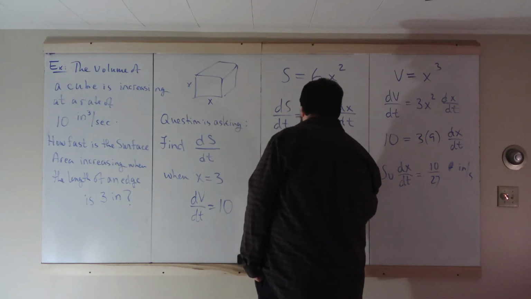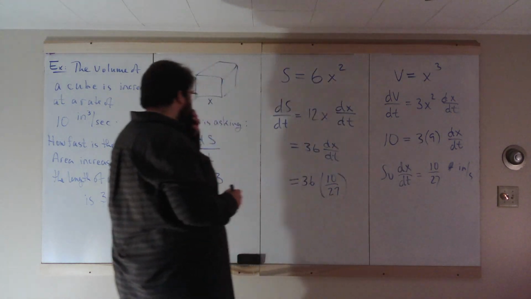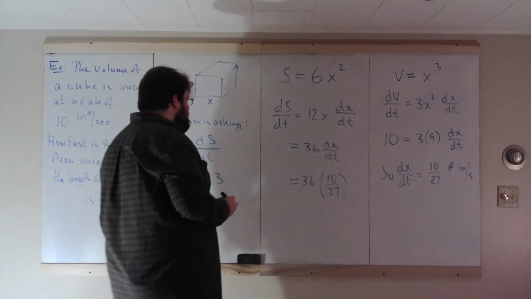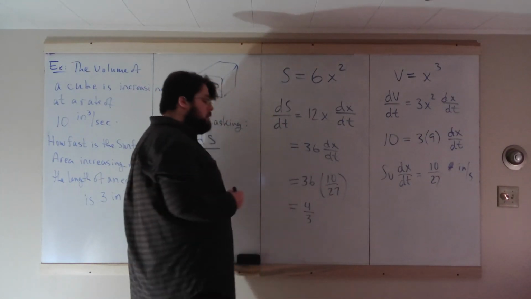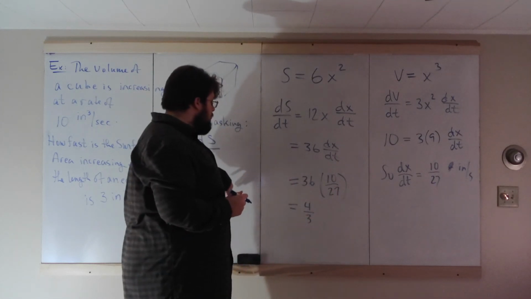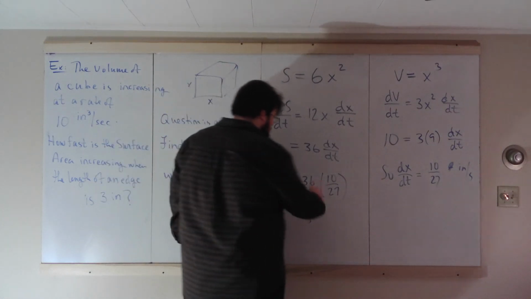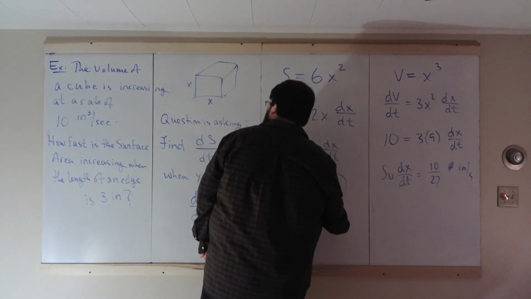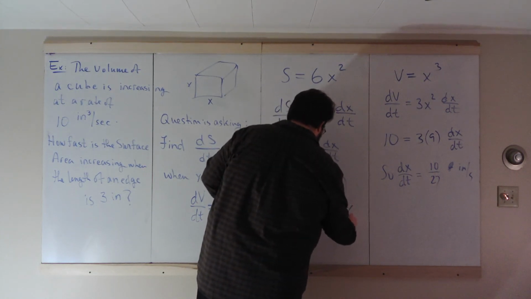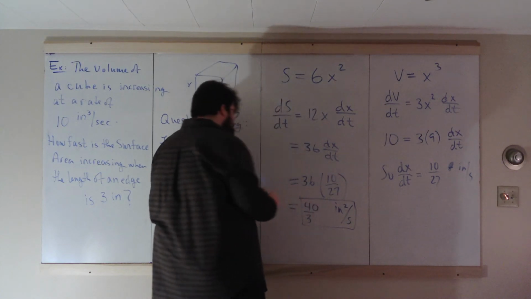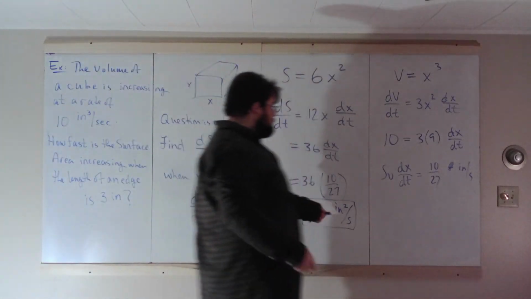Well, isn't that great? So we have 36 times 10/27. How do we do that? Well, you could do 360 divided by 27. That'd be a kind of annoying fraction to simplify. Or you could bring that 27 out and get 36 over 27 right there, and then multiply by 10. So we get 40/3 inches squared per second. Surface area, a two-dimensional quantity, inches squared.